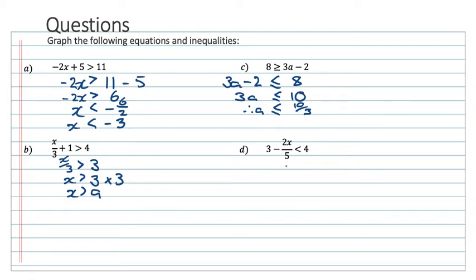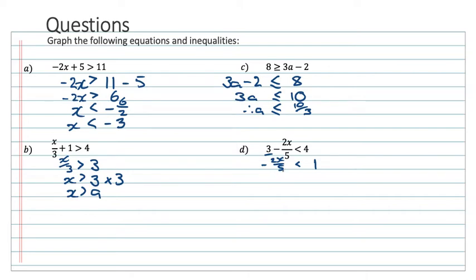Going down to D, it's getting a little bit more complicated. 3 minus 2x over 5 is less than 4. What are we going to do? Well, we're going to get rid of this constant here. It's a positive 3. How do we get rid of a positive 3? We give it a negative 3. So taking 3 from both sides of the inequality, on the right hand side we're left with 1. On the left hand side, negative 2x over 5.